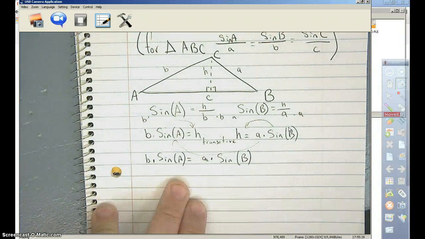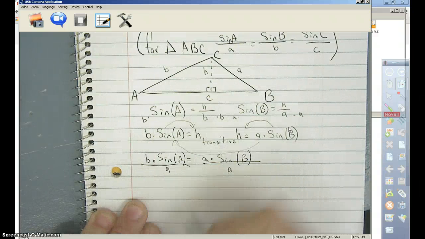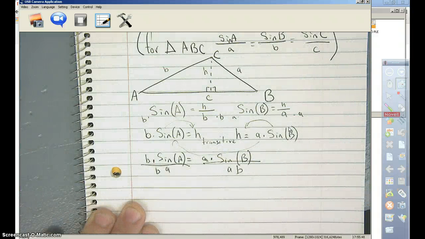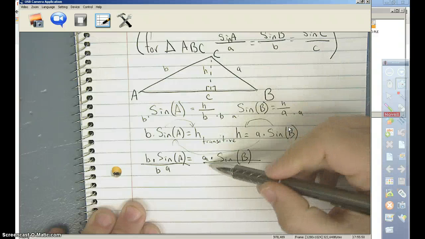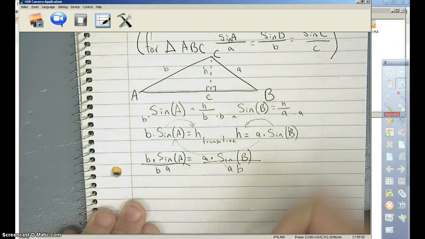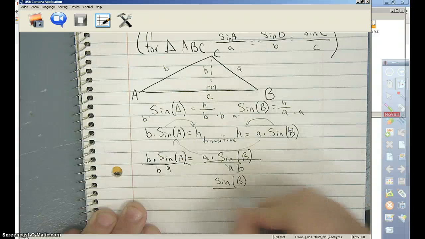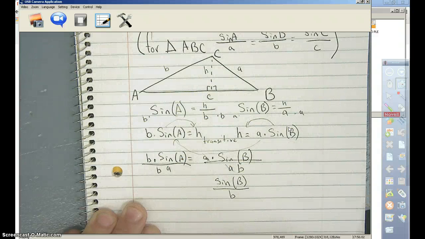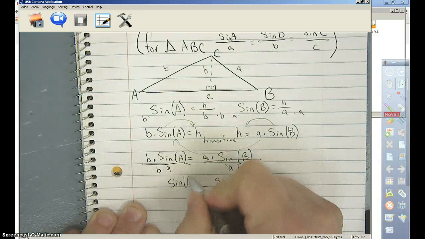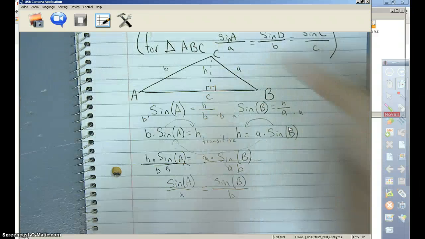All we're going to do is divide both sides by a and divide both sides by b as well. So what's going to happen now that I've divided this side by a? Well, that's going to cancel, and I'm left with sine of B over the measure of side b is equal to sine of A over the measure of side a. Which is exactly what we were going to prove.